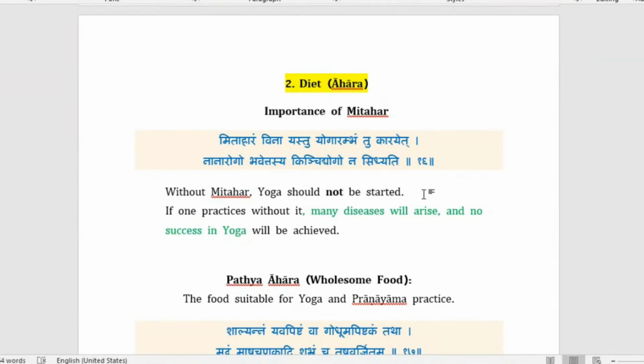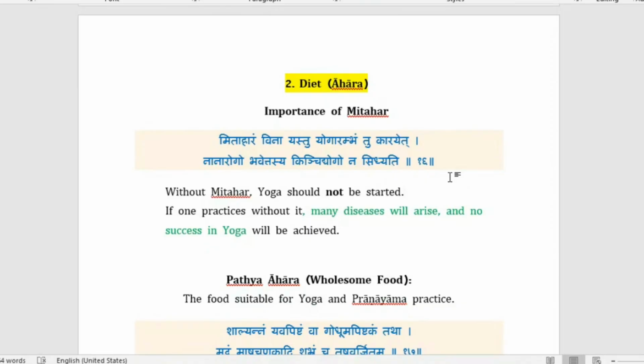Similarly, here also Gherand Rishi is saying that without mitahar, that means without proper ahar, without proper food, yoga should not be started. If one practices without it, many diseases will arise and no success in yoga will be received. Then further, Gherand Rishi is saying that if at all, still after telling everything, that we should not start the practice of yoga without mitahar or proper ahar, still, if someone practices yoga and is not following the diet, then what will happen?